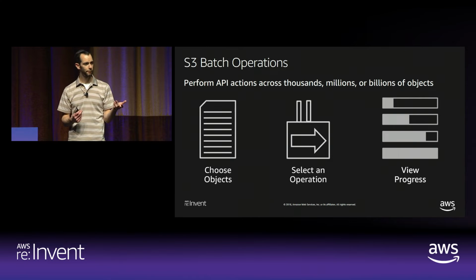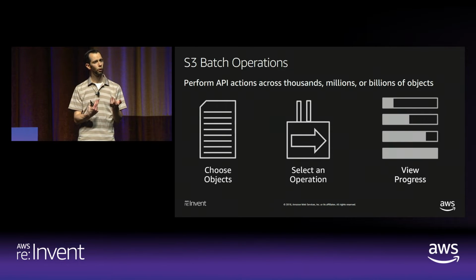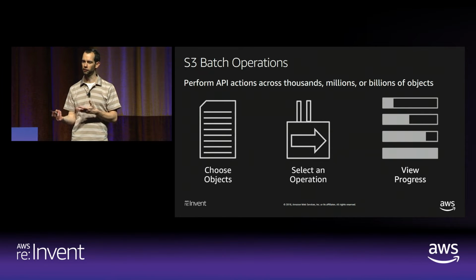Select the operation type. Could be copy. Could be restoring objects from Glacier, running a Lambda function on your objects, putting object tags, or putting different object access control lists, so ACLs are what they're commonly called. So five operations you'll be able to perform on your objects.